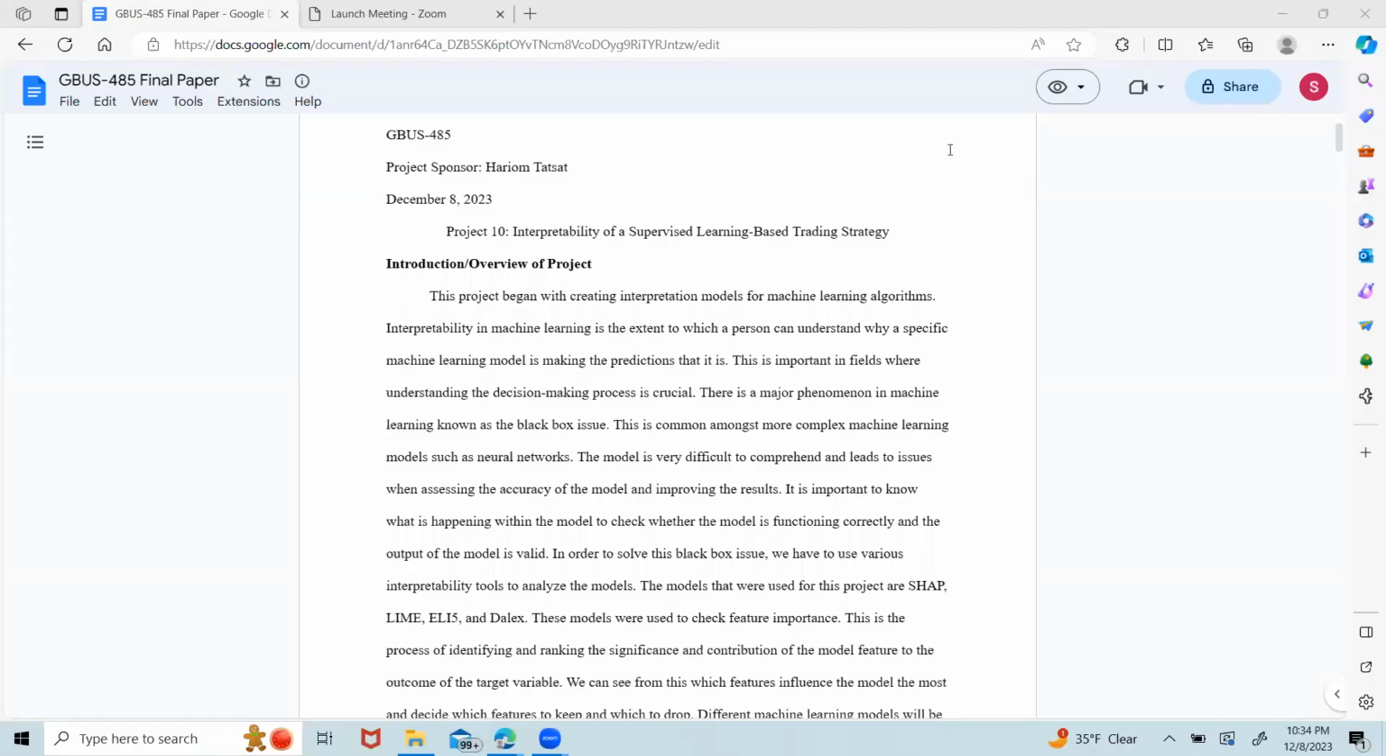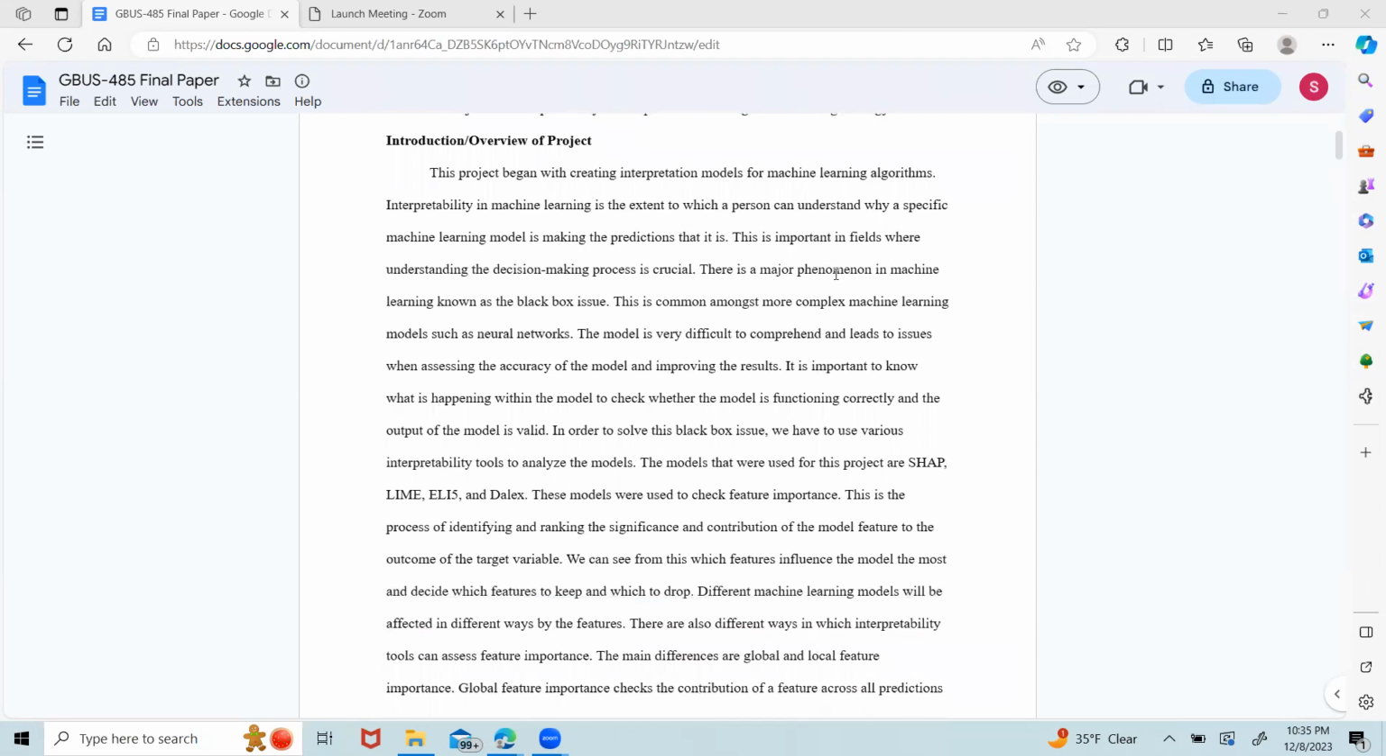Let's just give a background of the project. What we originally were tasked with doing was creating interpretability tools for a set of Bitcoin data, which was input into a machine learning model and had a signal outcome, which was a buy or sell. One of the issues with machine learning is when you're using complex models, you run into the black box issue where you don't know why the model is making the predictions that it did because it's very complicated. So to solve this, you have to use interpretability tools.